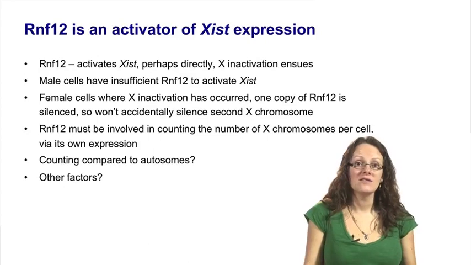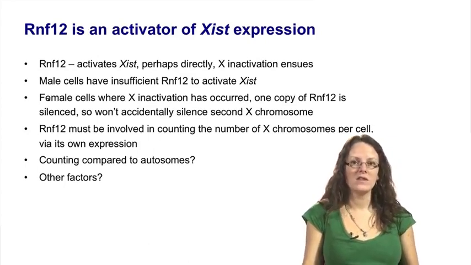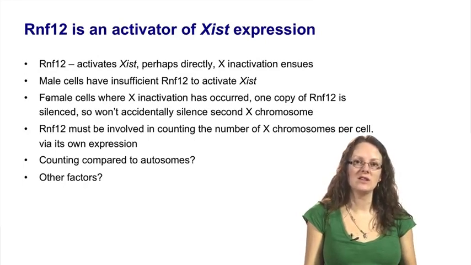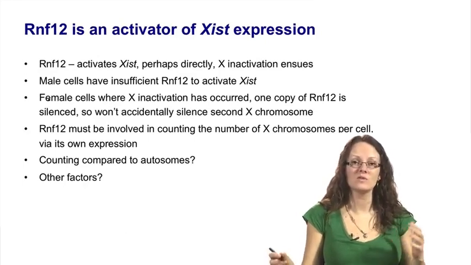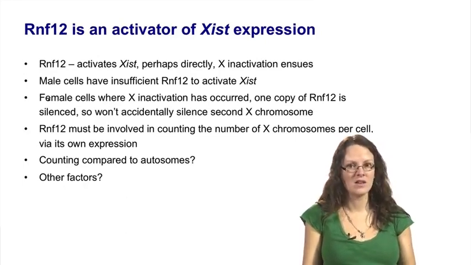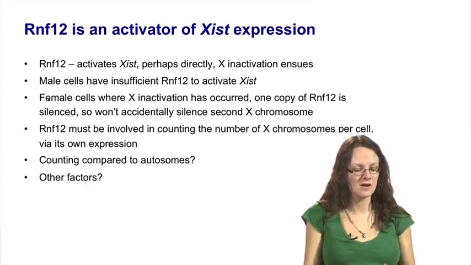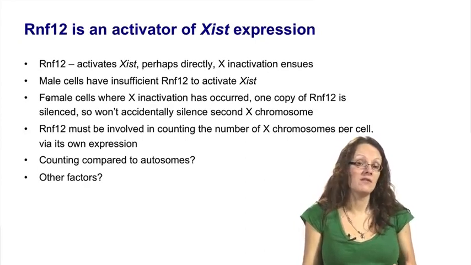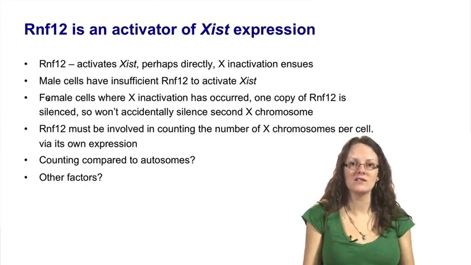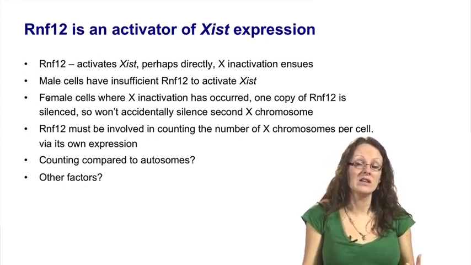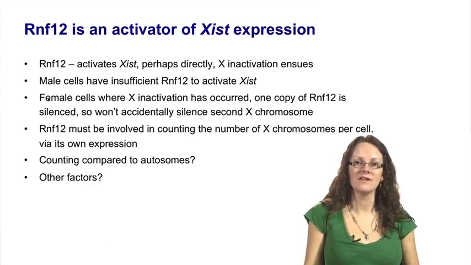We think that male cells have insufficient RNF12 to activate Xist, and after X inactivation proceeds within a female cell, we believe that we've reduced the level of RNF12 to such a level that the second X chromosome will not be inactivated because we are below the threshold level of RNF12. So clearly, RNF12 will somehow be involved in this counting process, this first stage of X inactivation, but we still don't know, and this is by the levels of its own expression, this threshold, but we really still don't know anything about the autosomal factors involved, and it's clear from the RNF12 results that there are other factors that are also involved in counting, but they're yet to be identified.